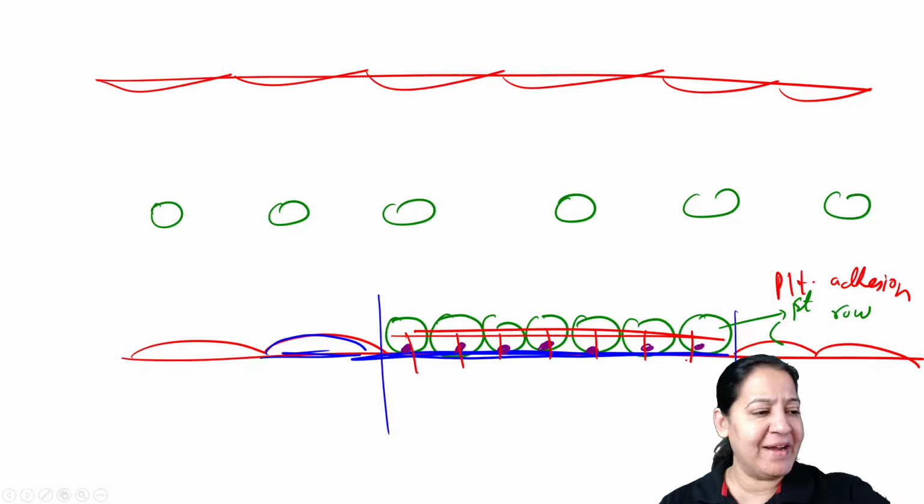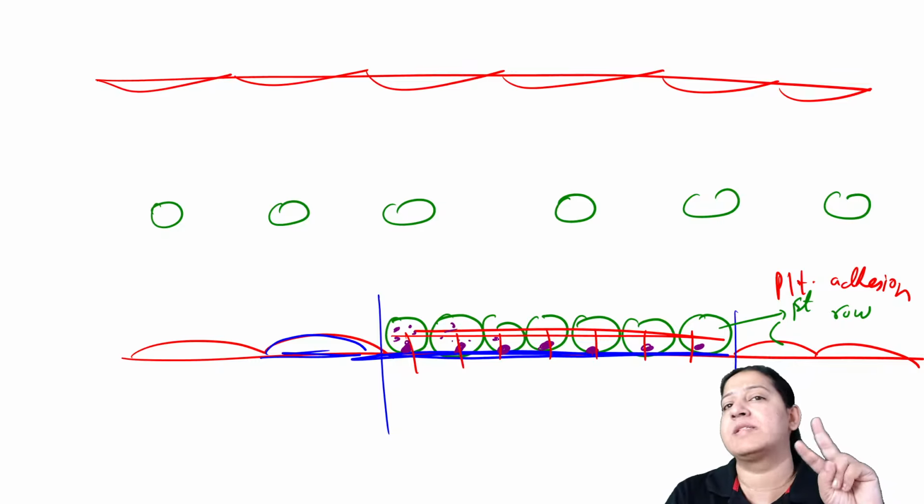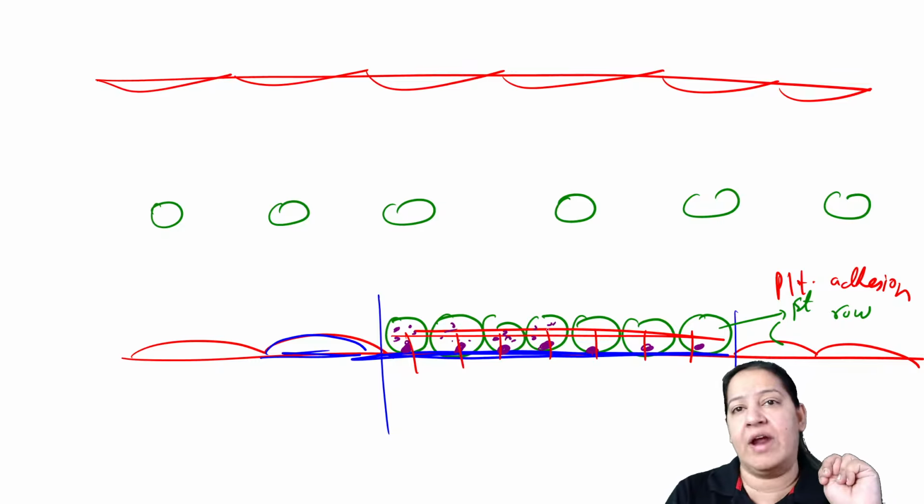Now inside the platelet we have granules. There are two types of granules present inside all platelets: alpha granules and delta granules.